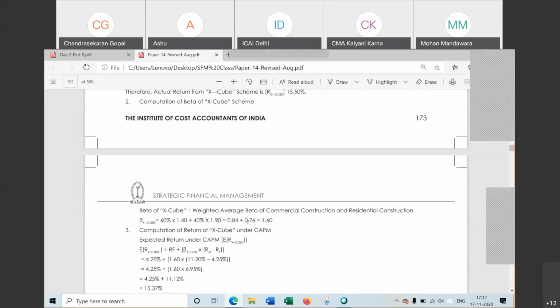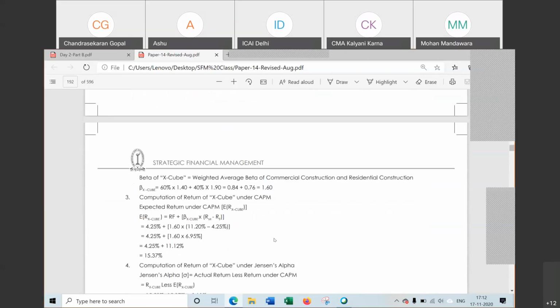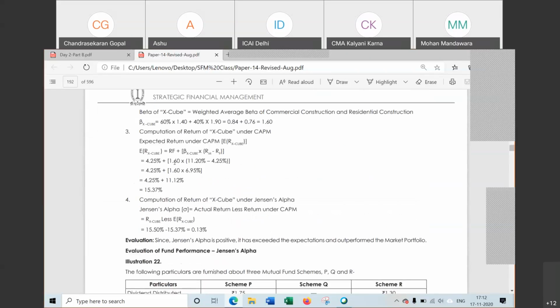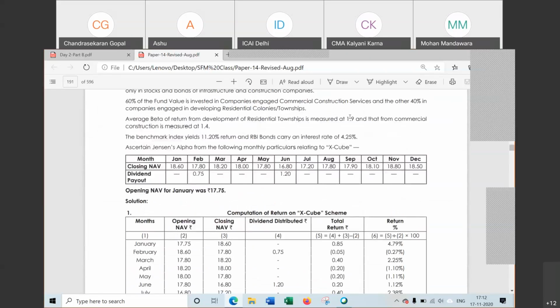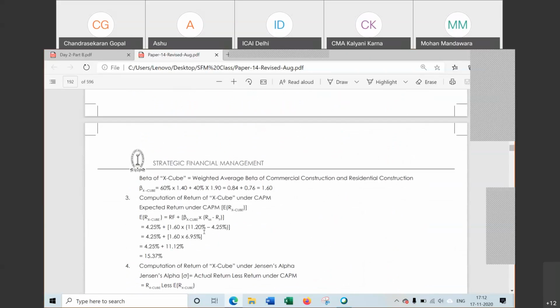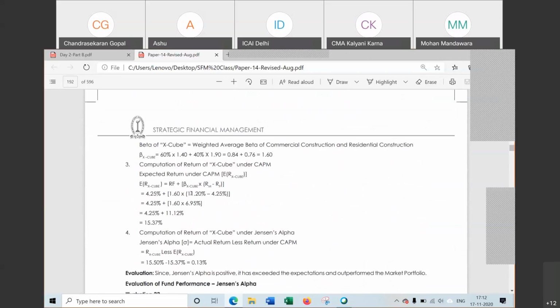So first we will find weighted beta. How to find the weighted beta? Weight into beta plus weight into beta. So weighted beta is 1.6. Now CAPM return: RF is given as 4.25 and RM is also given as 11.2. Beta is 1.6 which we have computed. So the second step is calculation of CAPM return, which is 15.37.